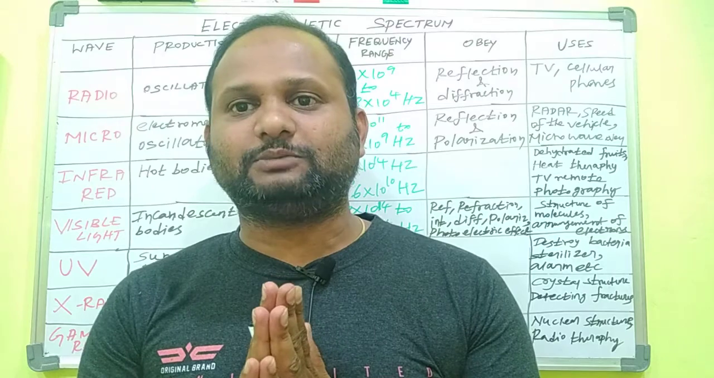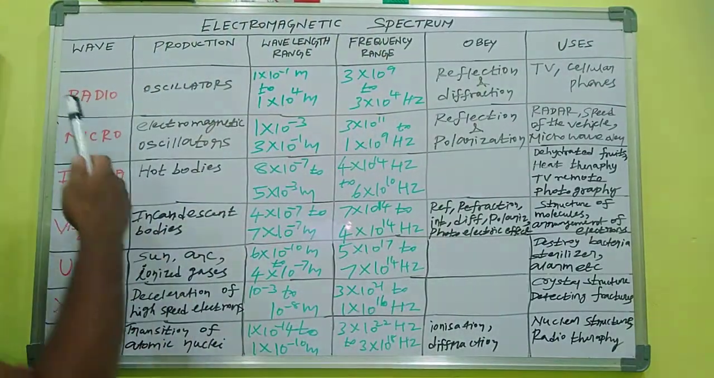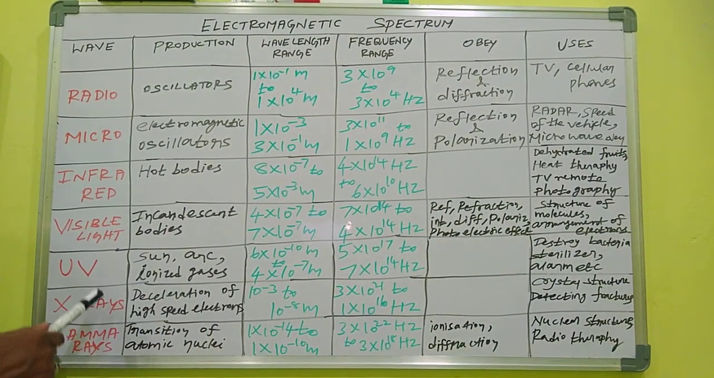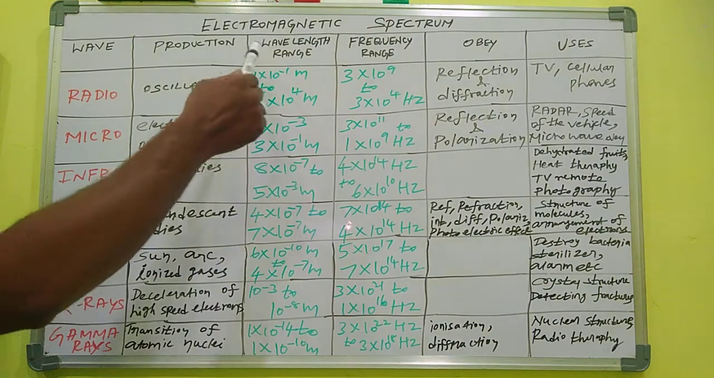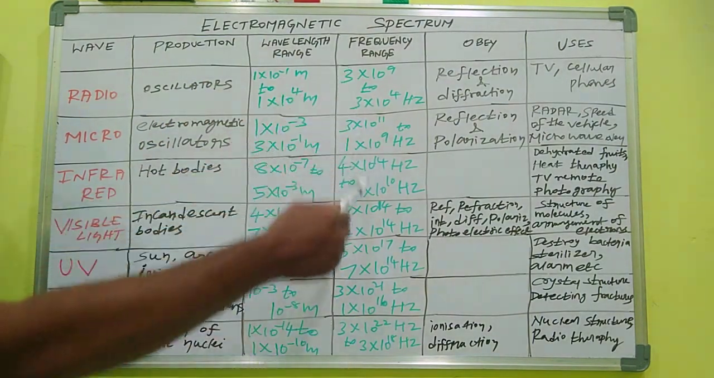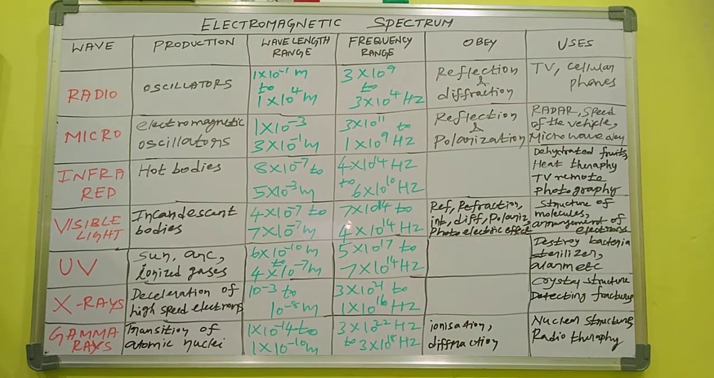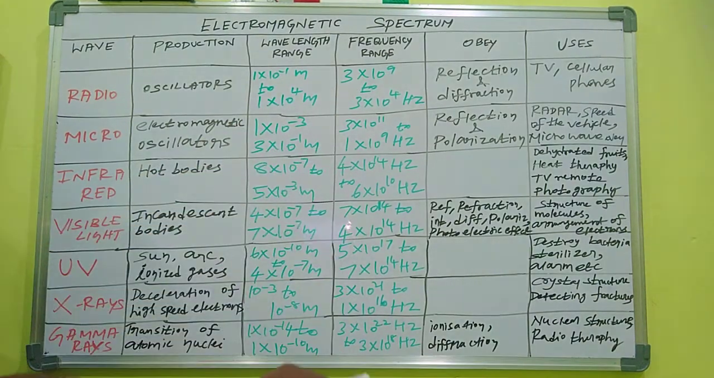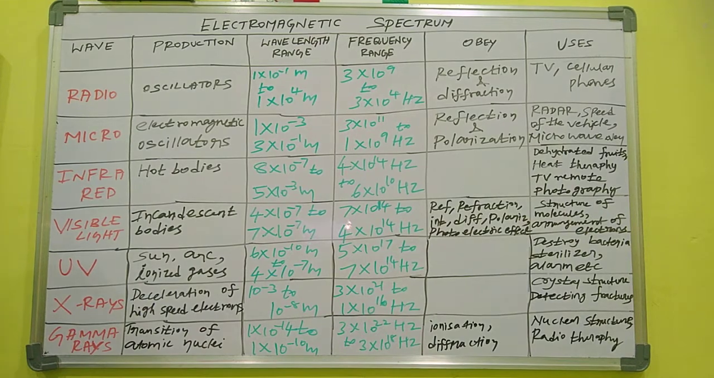The electromagnetic spectrum contains 7 waves. What are they? First one is radio waves, microwaves, infrared, visible, UV, X-rays, gamma rays. Here I am writing with respect to wavelength range. Here the wavelength range is decreasing and the frequency range is increasing. The wavelength and frequency are inversely proportional. We know very well about that. So here the wavelength is in decreasing order and the frequency is in increasing order. In this way we make the electromagnetic spectrum.